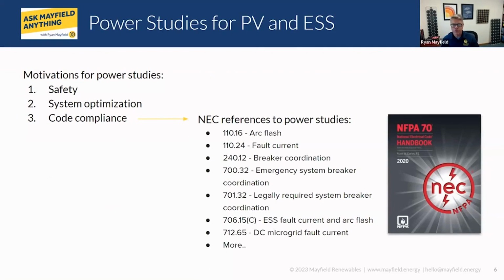There's a number of different locations where arc flash, fault current, and coordination studies show up within code. Even in chapters 1 and 2, we have requirements in 110 and in 240. So this isn't necessarily something that's new. I would say it's something that hasn't been applied within the PV industry as much as it should be, but we're definitely starting to see that change.